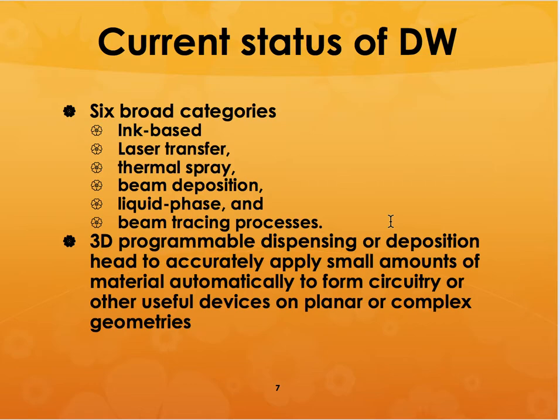So direct write has, I'm sorry, there are a number of things here. They have 6 broad categories. First one is inkjet based. Next one is laser transfer. Third one is thermal spray, beam deposition, liquid phase, and beam tracing processes. And you are going to be transferring an extremely small quantity of the material automatically and very accurately to create devices on planar or complex geometry. So even on curved surfaces and things like that, you can deposit these materials.